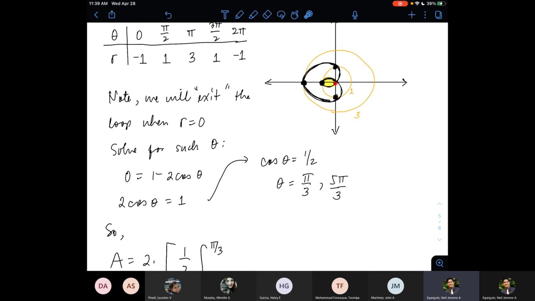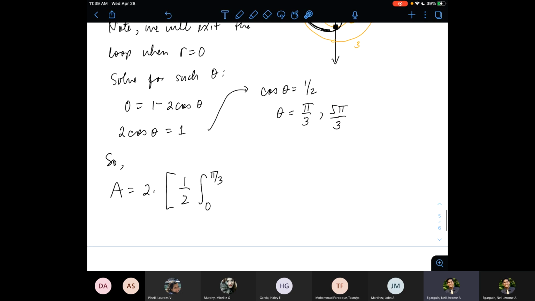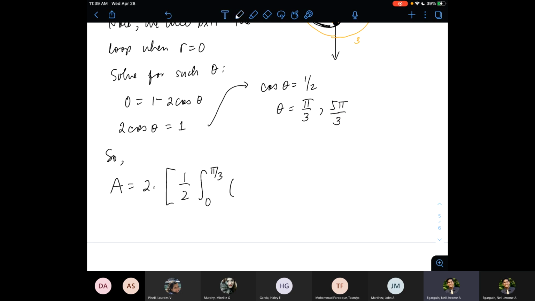And then the radius, if you draw the radial line there, or the radial ray, the radius is always on the limaçon. And the equation of the limaçon is 1 minus 2 cosine theta. But remember, the integrand for polar areas has a square in it, d theta. Okay, and so that will be the area of the inner loop.